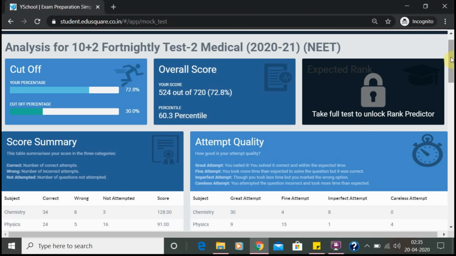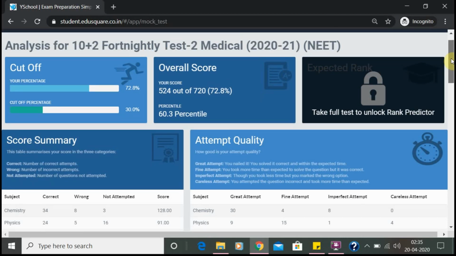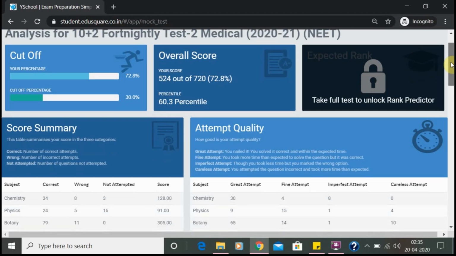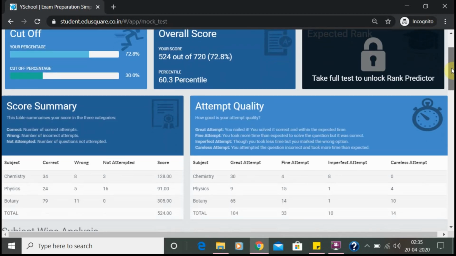So there is a difference between percentile and percentage. Percentile basically talks about the percentage of students who are above you and who have performed better than you in the same test. Percentage is absolute and percentile is relative. So you have to take care of that, right?